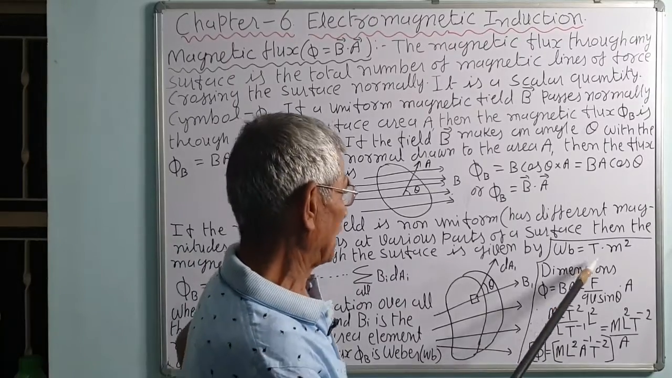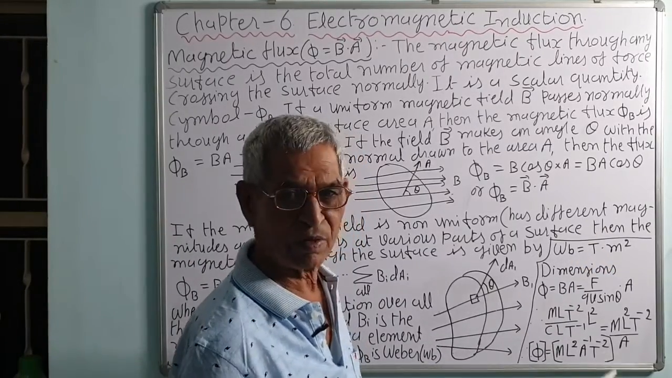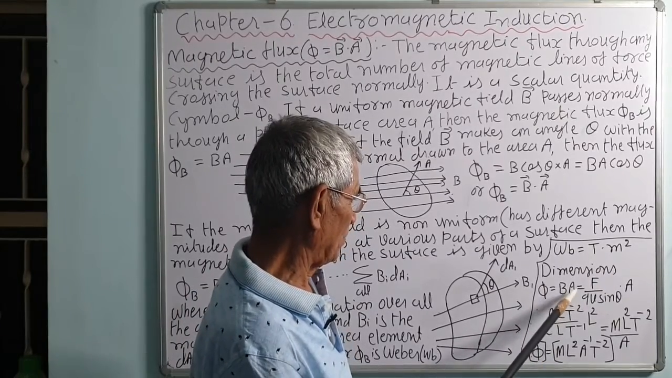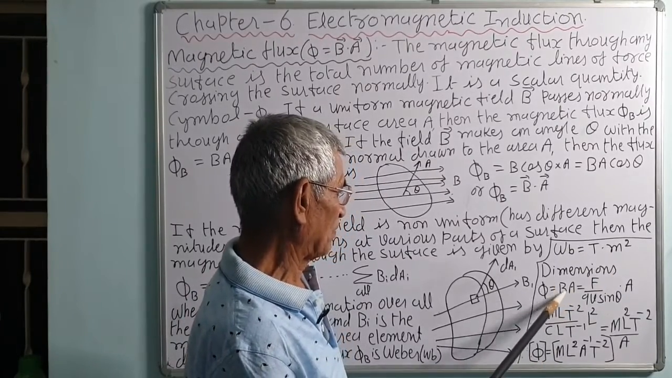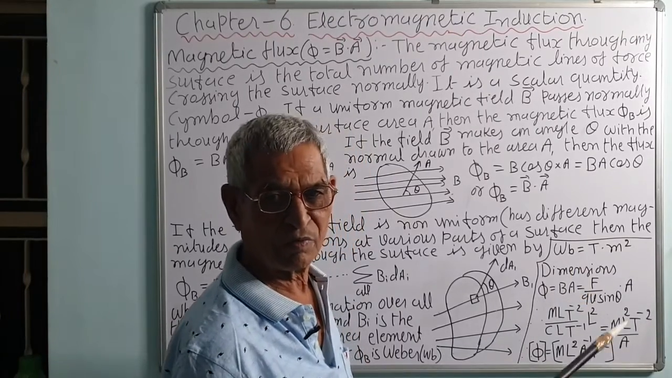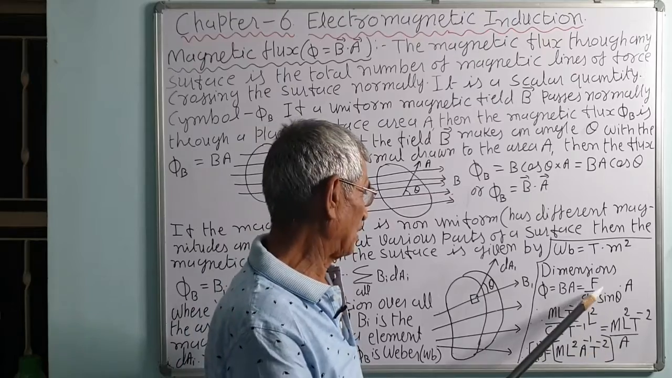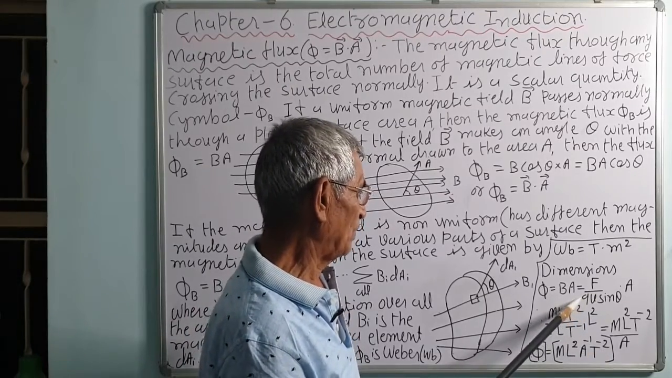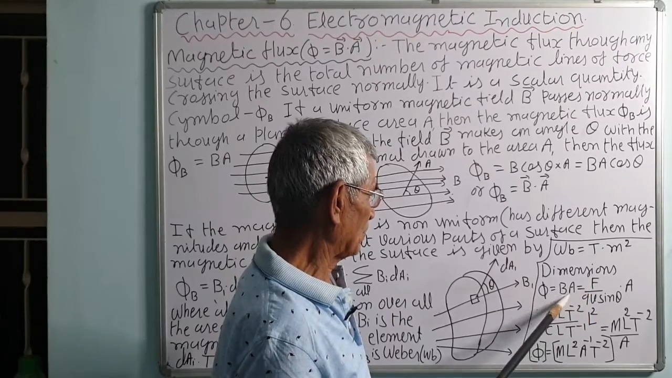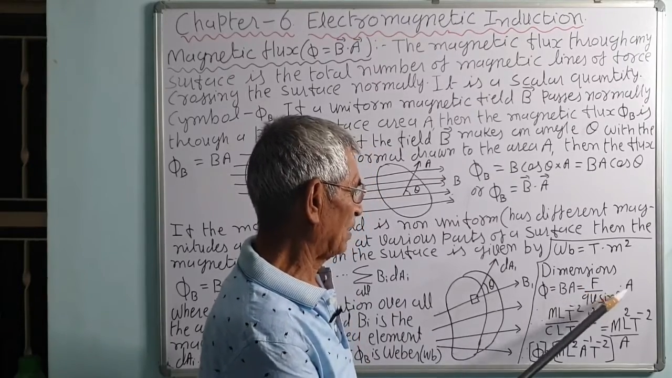The Weber is equal to Tesla into meter square. We know that Tesla is Weber per meter square. The dimension of phi is equal to B into A, where B is the magnetic field. We know that the force exerted on a charged particle moving with velocity v in the magnetic field is given by qvB sin theta, that is B is equal to F upon qv sin theta, and A is the area.